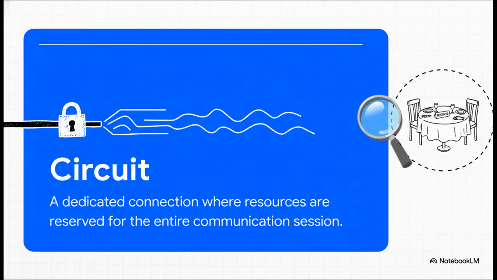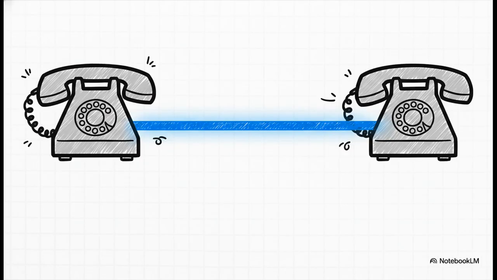So the key word here is circuit. It's a dedicated connection where all the resources, the bandwidth, the speed, are reserved just for you for the whole time you're connected. It is exactly like that reserved table. Whether you're eating, talking, or just sitting there silently, that table is yours and nobody else can touch it. The classic example of this is an old-school telephone call. When you used to dial a number on a landline, the network would literally establish a physical, dedicated circuit between you and the person on the other end. That line was exclusively yours until one of you hung up the phone.